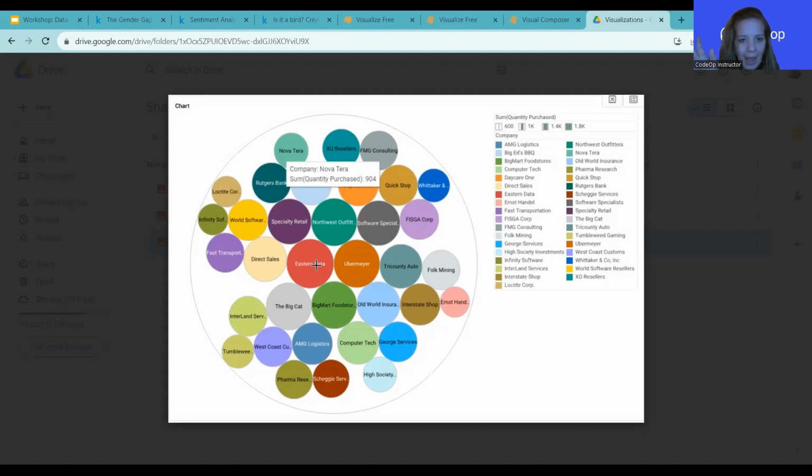So if we only had specialty, retail, Northwest, outfit, software, Abermeyer, Eastern, and Big Mart, if we only had those, because all the others are not there, their differences would be bigger, right? In comparison. So the bubbles will be also much bigger or different. We will be able to see it with the naked eye.